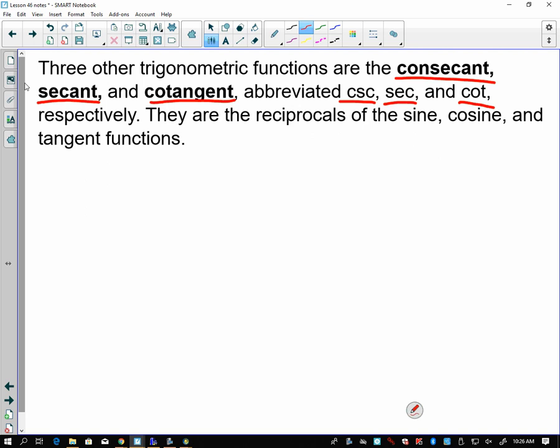What does it mean to find the reciprocal of a ratio? We just flip the numerator and denominator. So if sine is opposite over hypotenuse, what is the reciprocal to sine? Hypotenuse over opposite. So if cosine is adjacent over hypotenuse, what is the reciprocal to that? Okay, I'm getting one person that can answer these. If tangent is opposite over adjacent, what is the reciprocal to that? Adjacent over opposite. So all we're doing is flipping those.